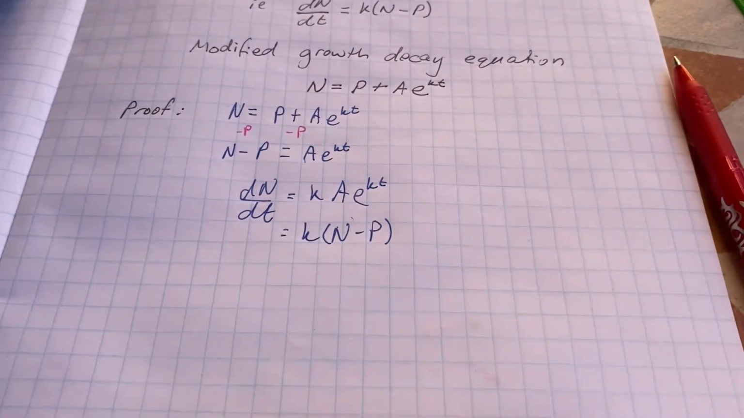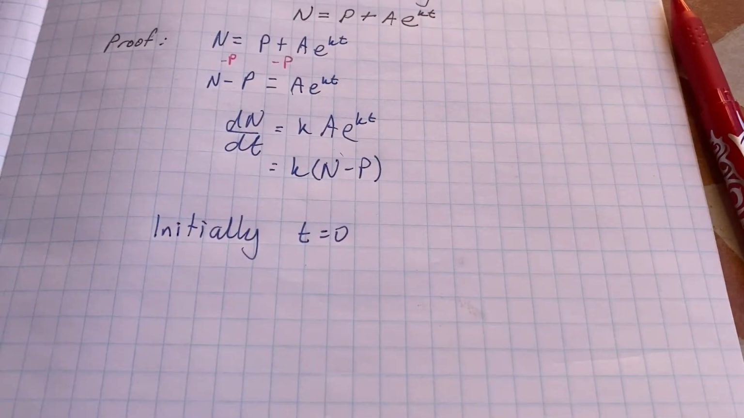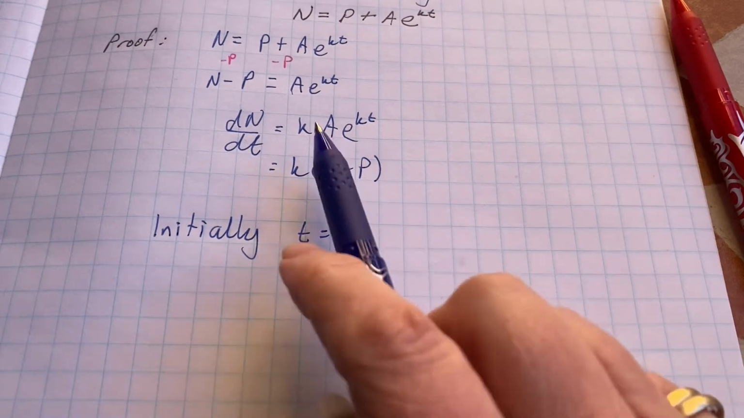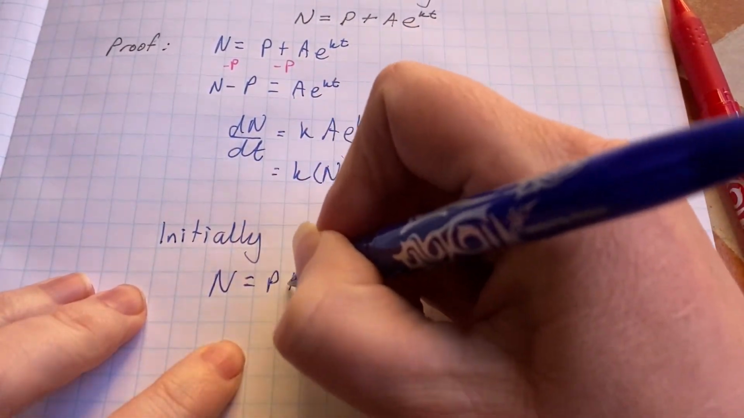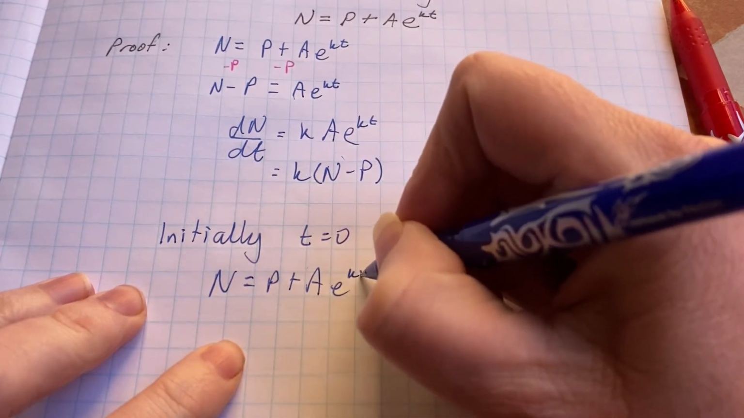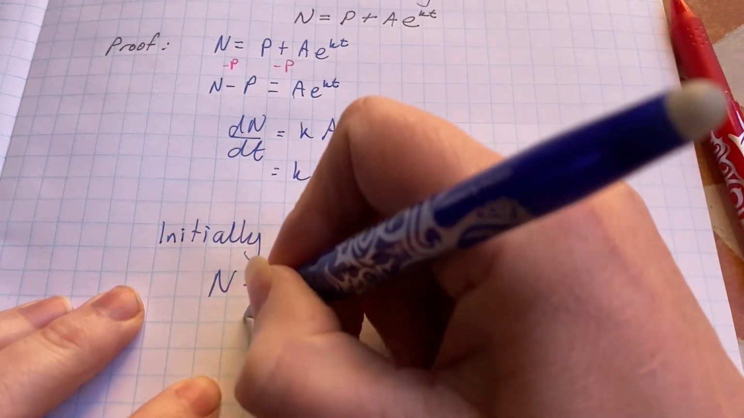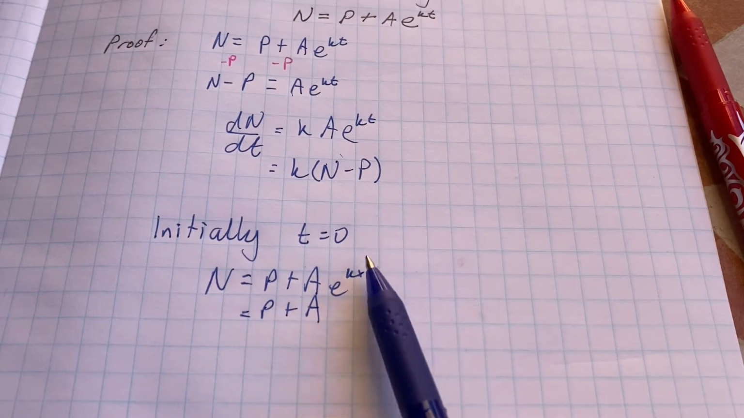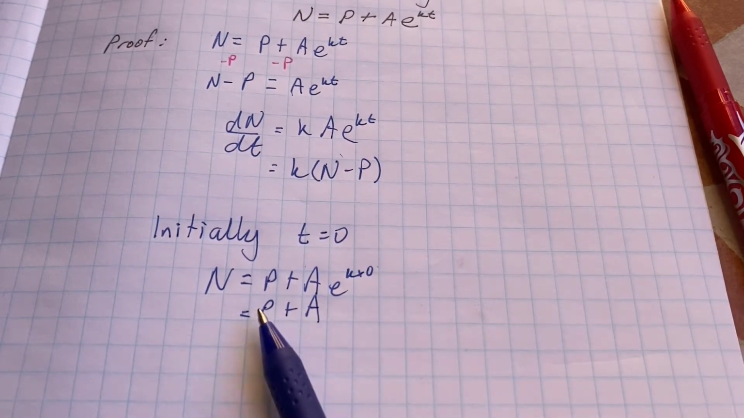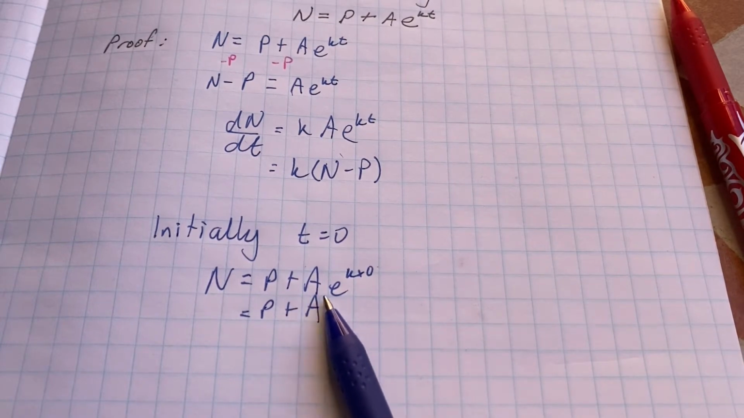Let's just quickly look too at what happens at the initial values. So when t is equal to 0, time at the beginning, back into the original equation, we get N equals P plus Ae to the k times 0. Of course, k times 0 is 0, and e to the 0 is 1. So that's P plus A. So in this scenario, the quantity at the start is P plus A. In our previous exercise, A was the quantity at the start. It's now P plus A.